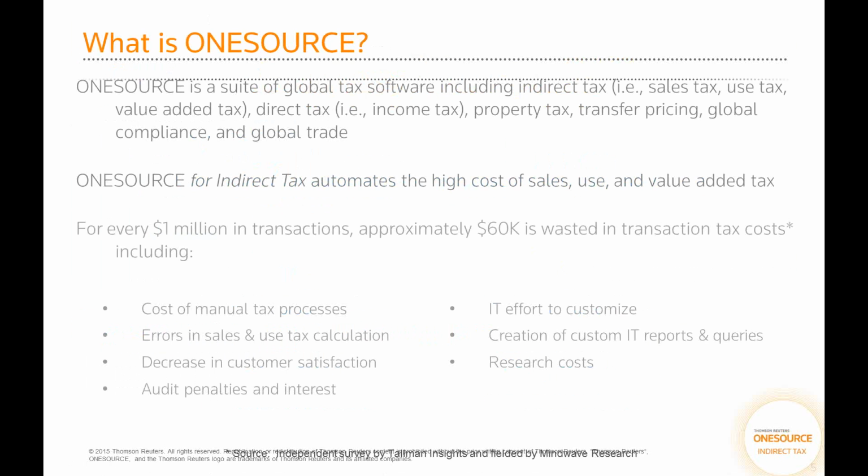The key business value of using ONESOURCE Indirect Tax is to address the bottom line cost of errors in corporations' indirect tax processes. There are multiple reasons for these errors, and they all stem from miscalculation of tax. As you can see from the graphic, for every 1 million in transactions, approximately $60,000 is wasted in transaction tax costs, including cost of manual tax processes, errors in sales and use tax calculation, etc.